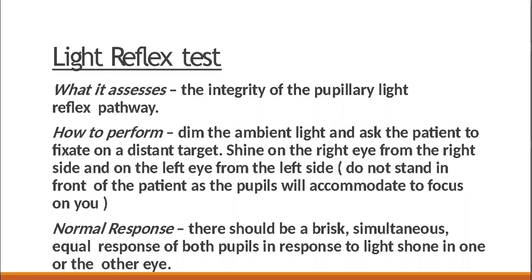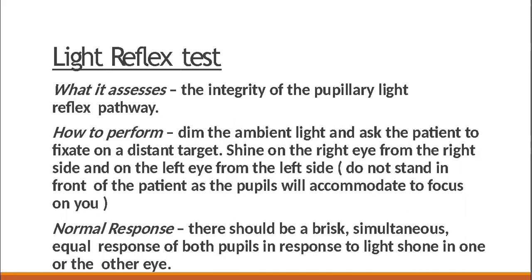So how to perform this? In dim ambient light, we have to ask the patient to look at a distant object to relax the accommodation. And then we shine the light on the right eye from the right side and on the left eye from the left side, and the pupil should constrict briskly. So what is the normal response?